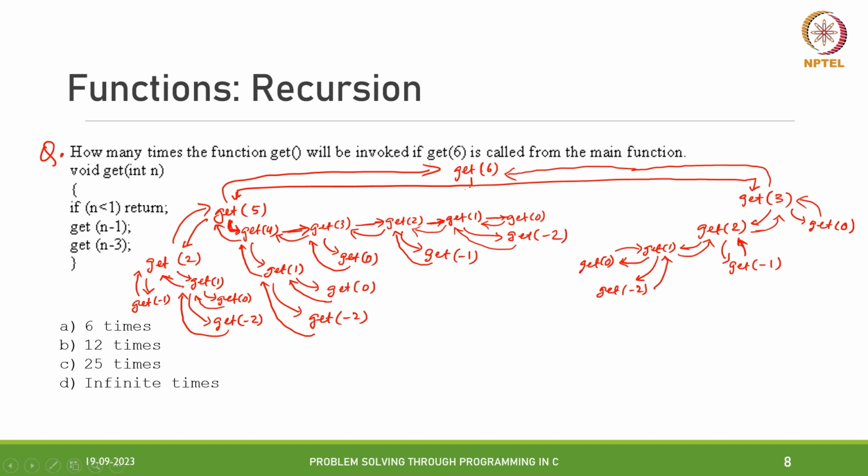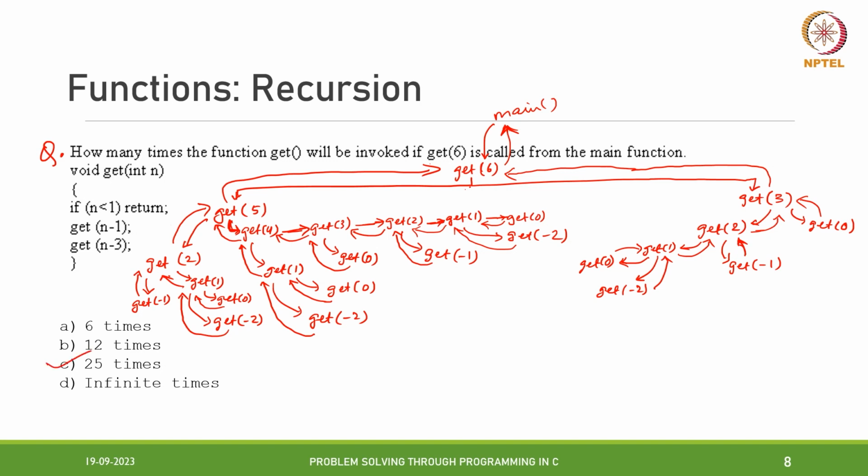So for get of 6, now both the n minus 1 is done, n minus 3 is done. So it will take the control, send the control back to the main function which had initially called it. Okay, we were calling get of 6 from the main function. So now the control went back to the main function. So how many times did we call the get function here? 25 times.